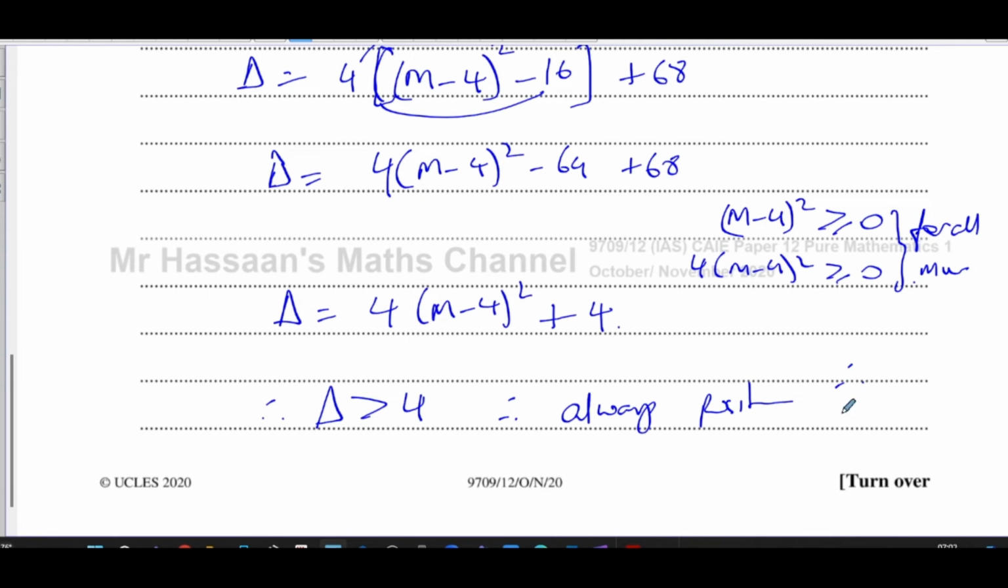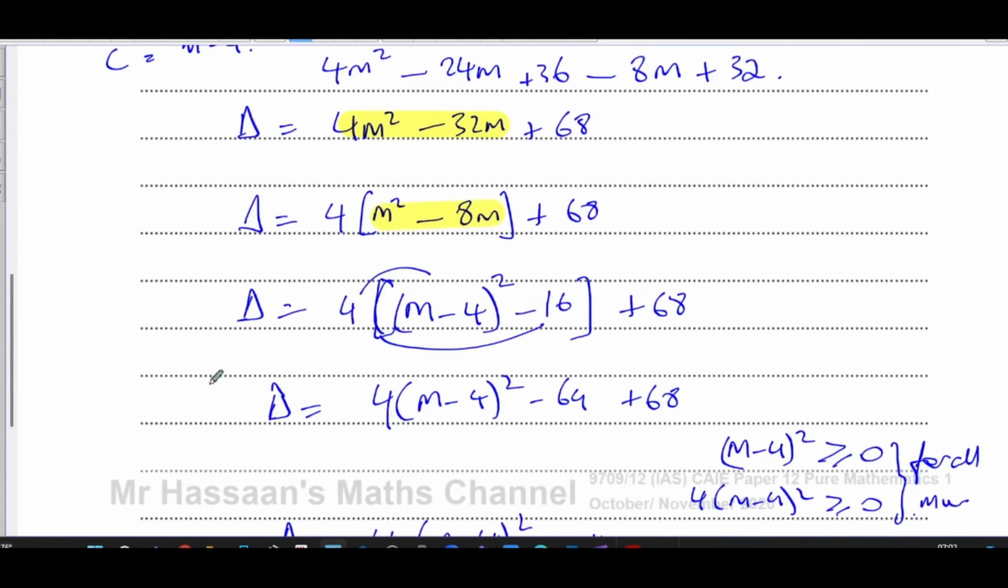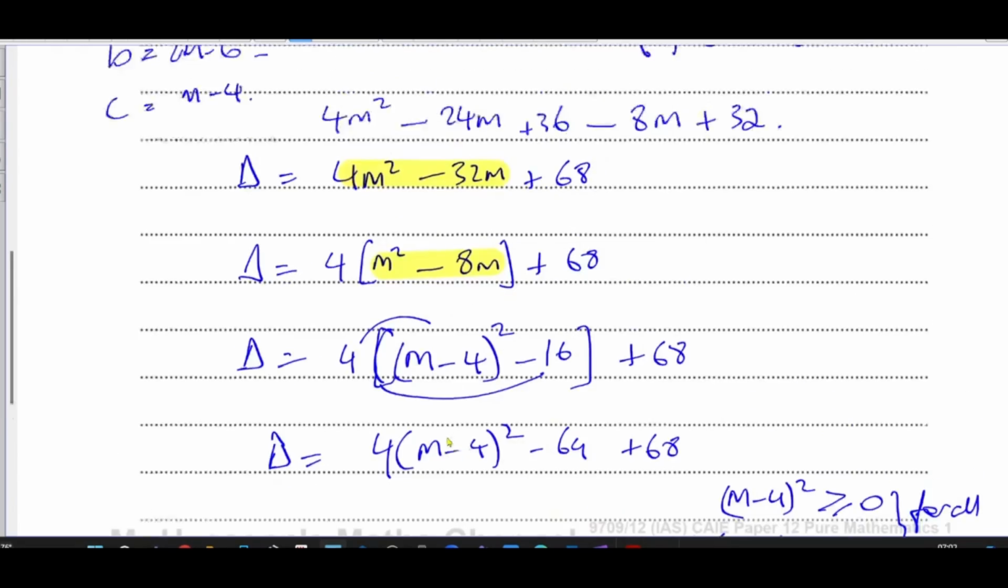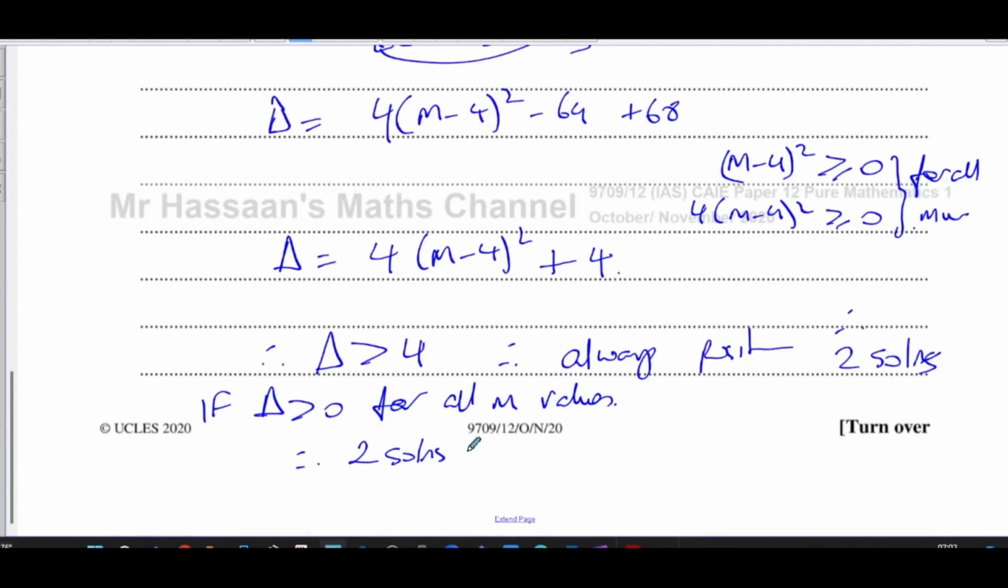positive, therefore 2 solutions. Okay, so if the discriminant is greater than 0, for all m values, which we've shown, therefore we will have 2 solutions. Okay, is it asking us for solutions, or does it say they will intersect twice? 2 solutions, okay, for all m values, therefore 2 intersections. Okay, the 2 solutions means 2 intersections.